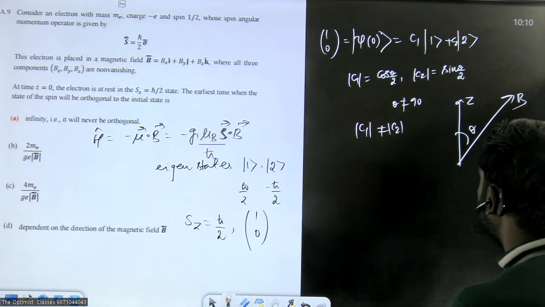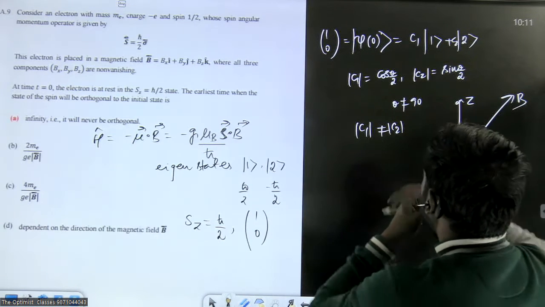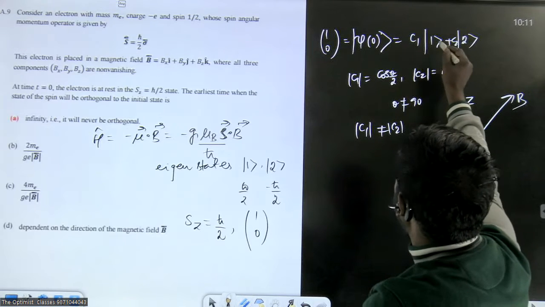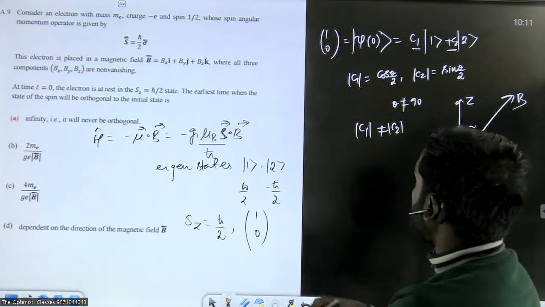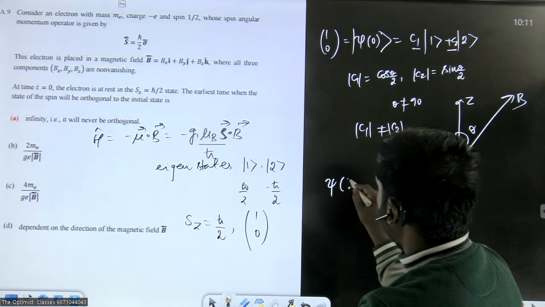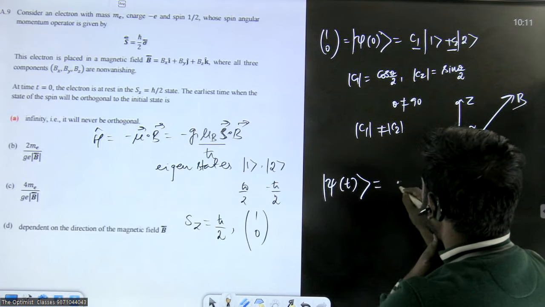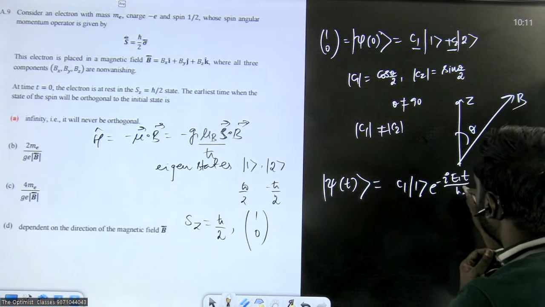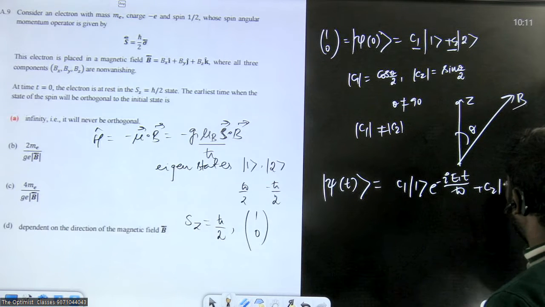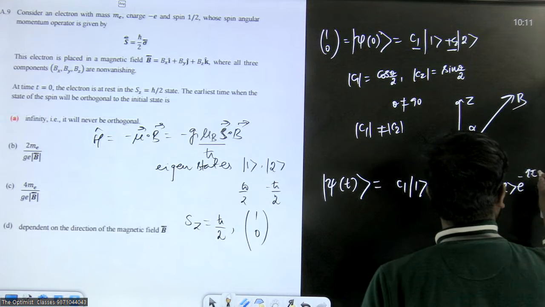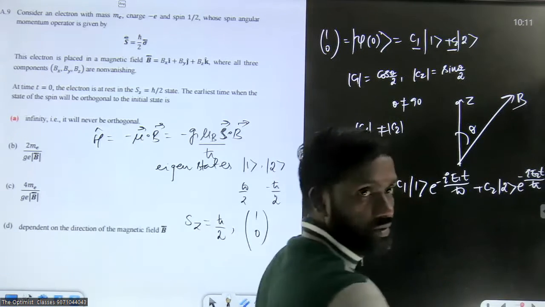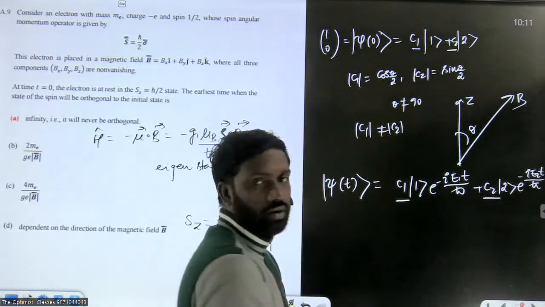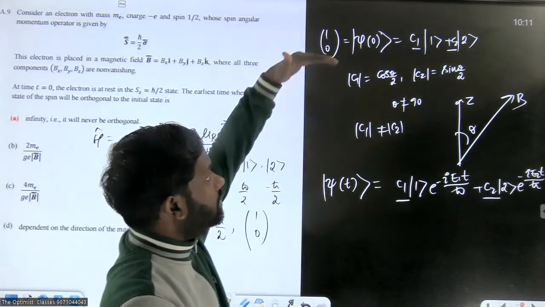The moduli of these two will not be equal. Because if theta is 90, then you will get cos 45 and sin 45, which will be equal. Since these two are not equal, at any later instant of time, if you write psi as C1 ket 1 e to the minus iota E1 t divided by h bar plus C2 ket 2 e to the minus iota E2 t divided by h bar, then if the moduli of these two are not equal, this wave function can never be orthogonal to the initial one.